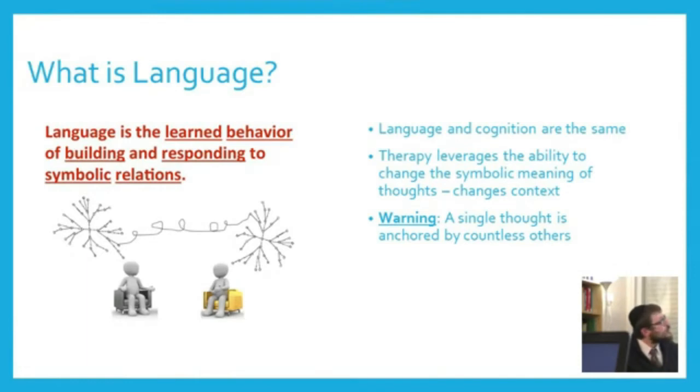So what's language? Language is a learned behavior of building and responding to symbolic relations. They're the same thing, language and cognition. And what we're trying to do in therapy is leverage the ability to change the symbolic meaning of a thought, trying to put it in a new frame. I mean, the idea of relational frames is a metaphor: a picture changes with the type of frame you give it. You can take a work of art like the Mona Lisa and put on a Donald Duck frame. That's something you hang up in a dorm room. You don't put that in a museum. The frames themselves aren't so much changing the non-arbitrary aspects of what's going on, but they really do because its context is so different.